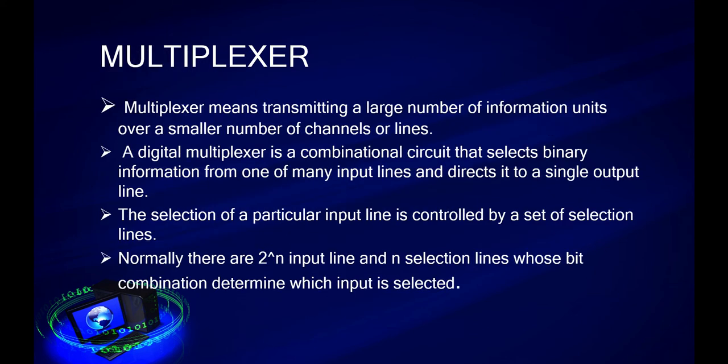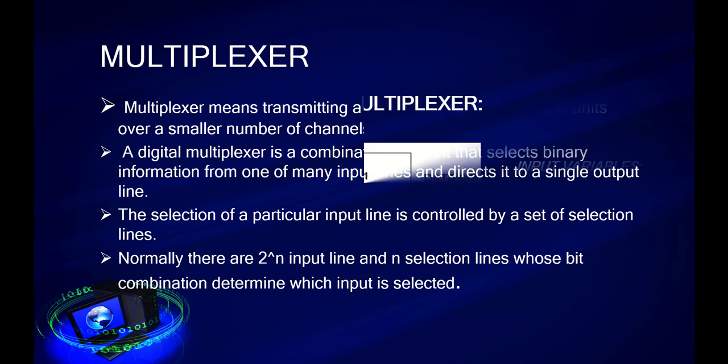Multiplexer means transmitting a large number of information units over a small number of channels or lines. A digital multiplexer is a combinational circuit that selects binary information from one of many input lines and directs it into a single output line. The selection of a particular input line is controlled by a set of selection lines. There are 2^n input lines and n selection lines.